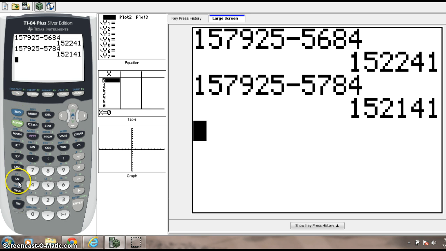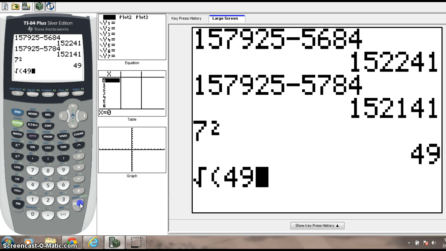Going down this left column here, the next button that we'll be using a lot in this class is the square root button. We know that the opposite of squaring a number is finding the square root of a number. So this x squared key is used for squaring numbers. So 7 squared is 49. But if you want to find the square root of a number, you have to push the blue second key first. So second, then this button. The square root of 49, enter, is 7.